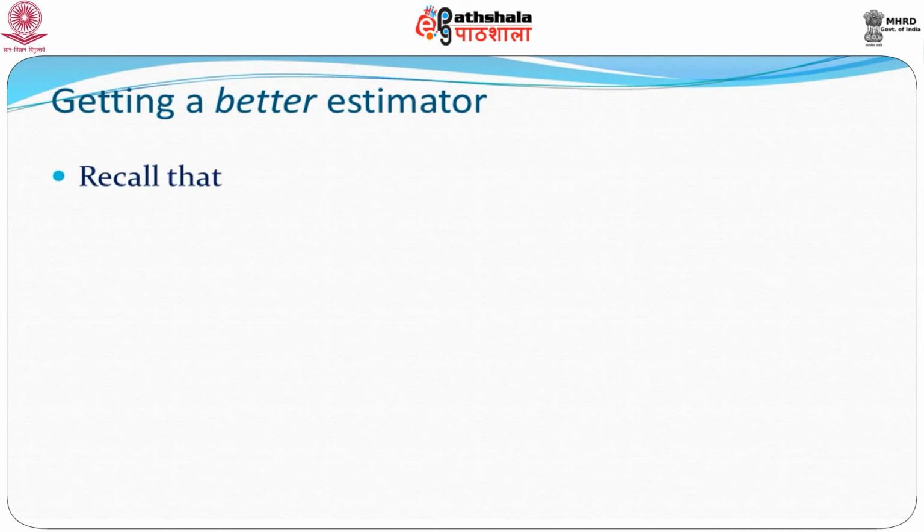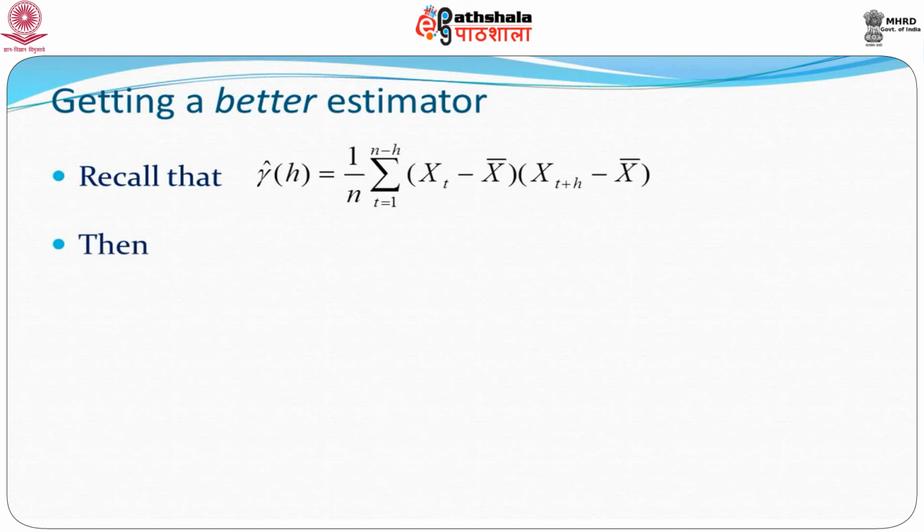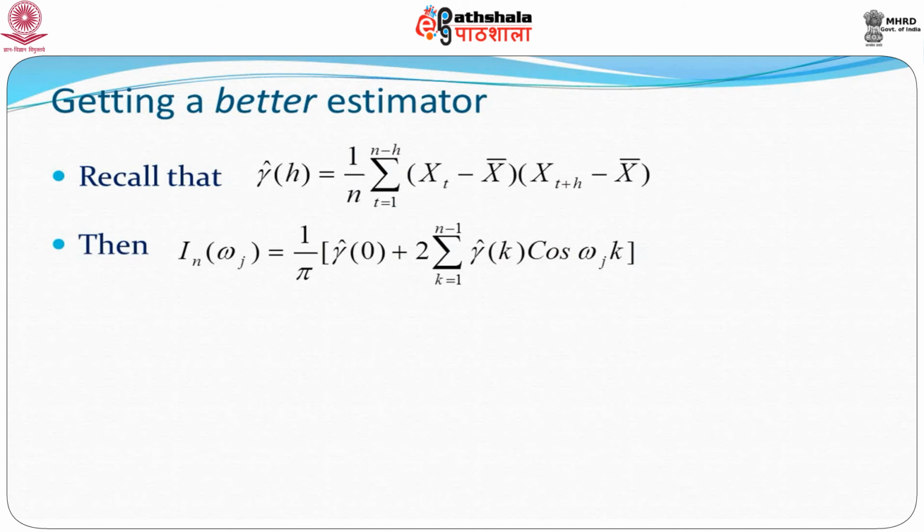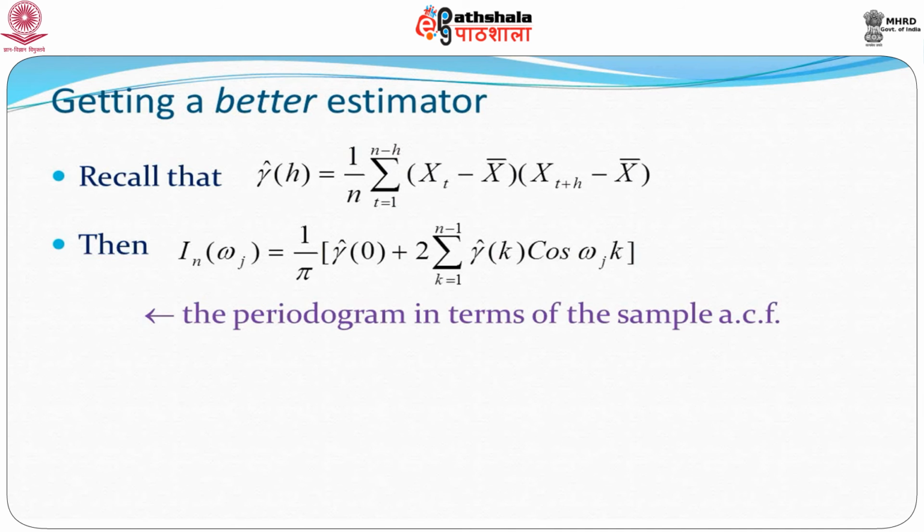How can you get a better estimator? Now, recall that gamma hat h is an estimator for gamma h. So, it is the sample version of the autocovariance function, and in that case I have I_n(omega_j), which I can write in terms of gamma hat. This is the periodogram in terms of the a.c.f.